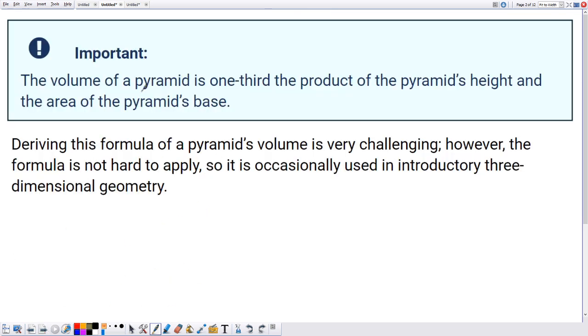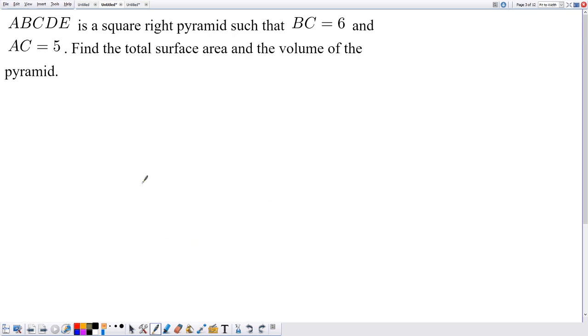The volume of a pyramid is 1/3 the product of the pyramid's height and the area of the pyramid's base. So it's just like a prism's volume, just multiplied by 1/3. We're not going to bother proving this formula because it's a pretty complicated proof, but it's very simple to apply. So let's look. ABCDE is a square right pyramid such that BC equals 6 and AC equals 5. Find the total surface area and the volume of the pyramid.